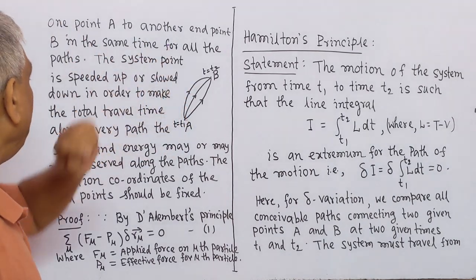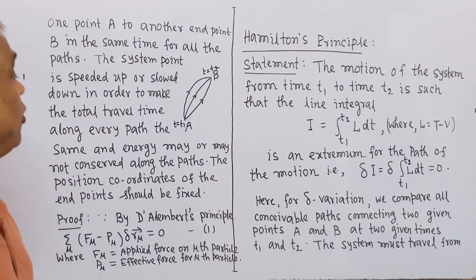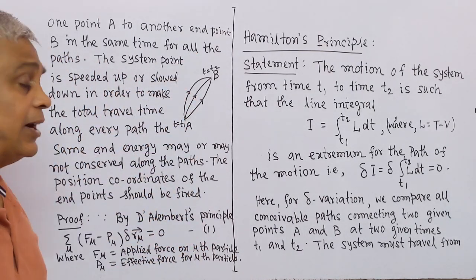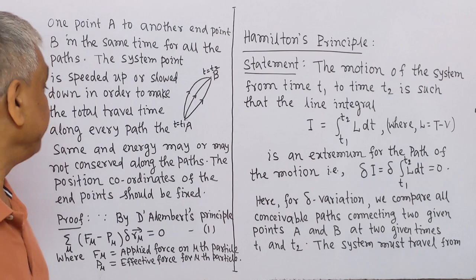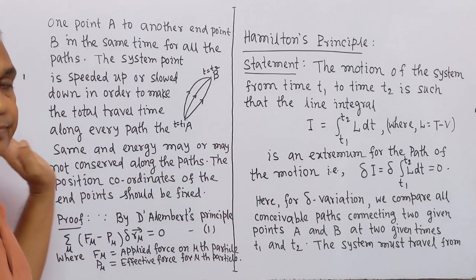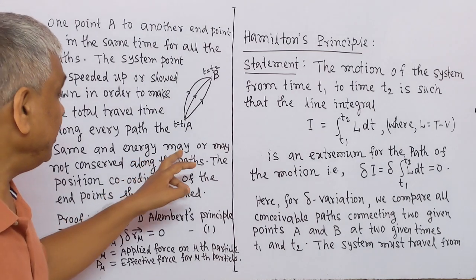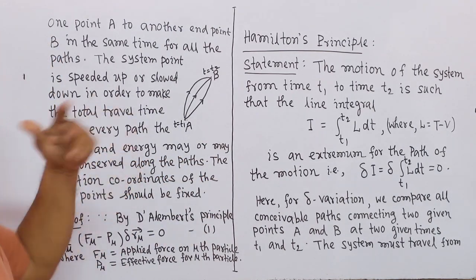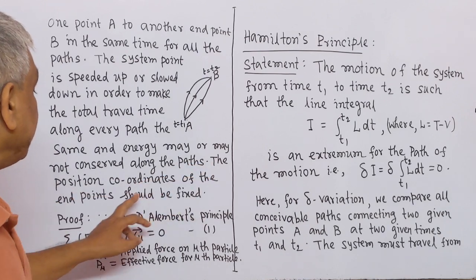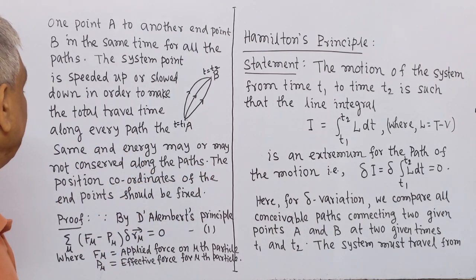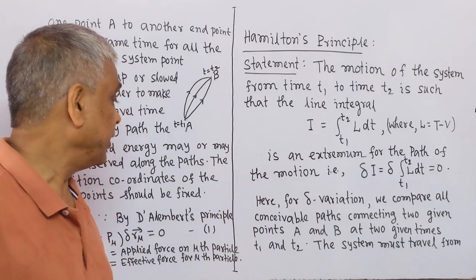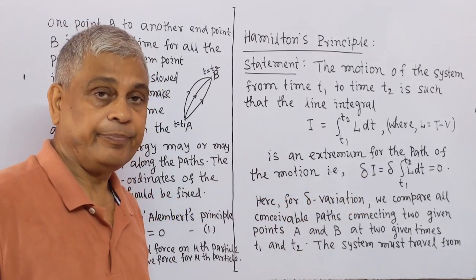The system point is speeded up or slowed down in order to make the total travel time along every path the same, and energy may or may not be conserved along the paths. The position coordinates of end points should be fixed. These are the conditions for delta variation.